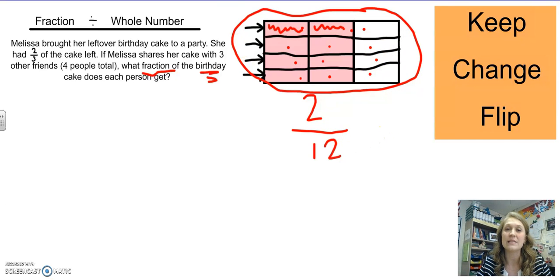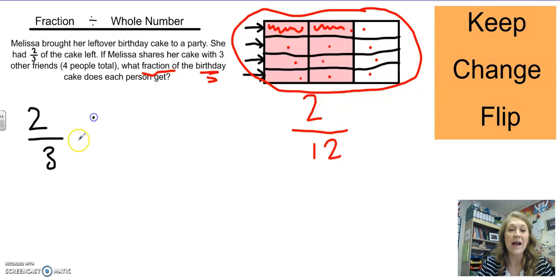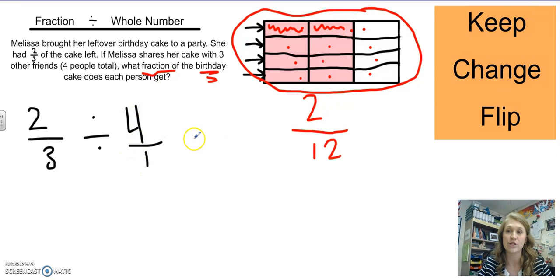Now let's look at it using standard algorithm. The problem that we're solving is 2/3 of a birthday cake divided by 4 people. 4 people are trying to eat 2/3 of the birthday cake. Just like with multiplication, the first thing that we're going to do is we're going to put our whole number over 1 to turn it into a fraction.